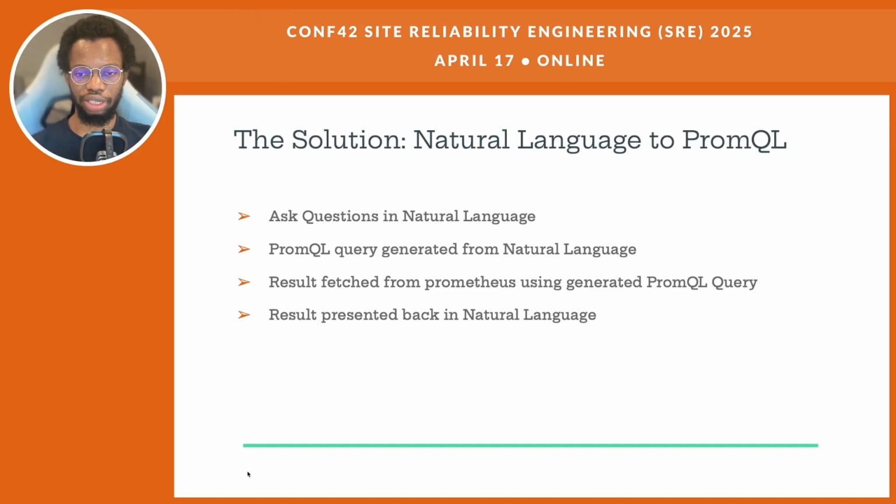The solution that I came up with, which is discussed in this project, works this way. We're building a tool that allows users to ask questions in natural language, and then the AI agent takes the natural language and generates a corresponding PromQL query. The PromQL query is then run on Prometheus to get the actual result back. But then that result, before it gets back to the user, is converted back into natural language. So the flow starts with natural language and ends with natural language. The user asks questions in natural language, and then they get a result presented back to them in natural language.